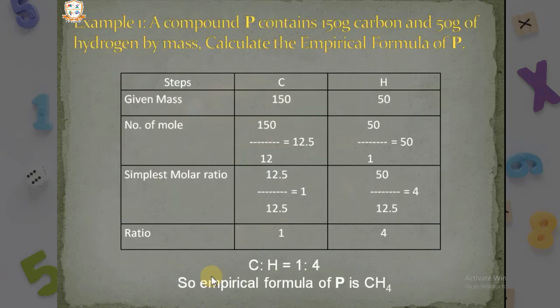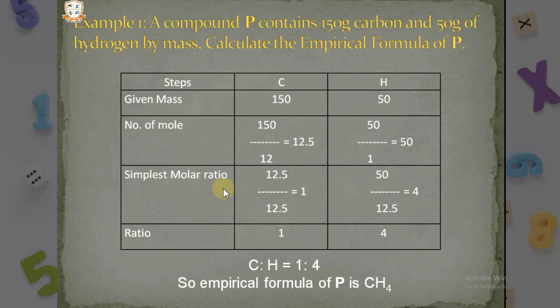Let's see one example. A compound P contains 150 gram of carbon and 50 gram of hydrogen by mass. Calculate the empirical formula of P. So step by step we can see. Step number 1, we have to find out the number of moles. How to find out the number of moles? We have to divide the mass by the relative atomic mass. Carbon's relative atomic mass is 12, so 150 divided by 12 gives us 12.5. And hydrogen is 50 divided by 1, 1 being the relative atomic mass of hydrogen, so it is 50.